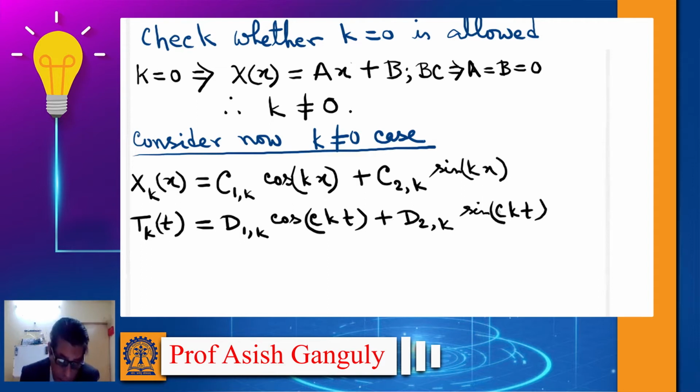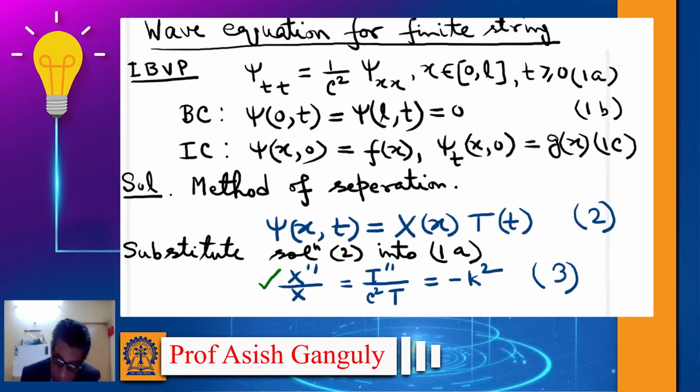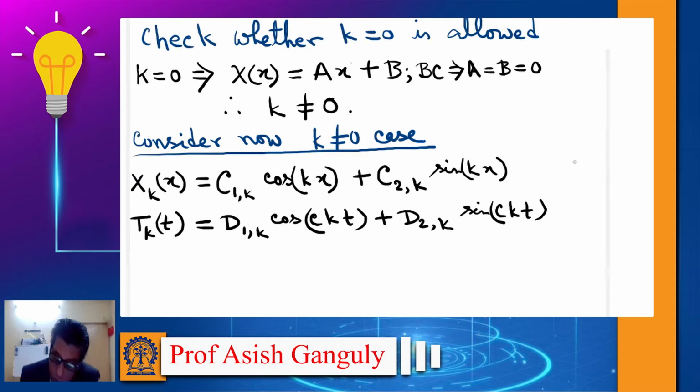So let me label this equation. We labeled it up to 3, no, in the previous page. So let's say it is 4, it is 5. Naturally now I will use the boundary condition, and the boundary condition is psi vanishes at both ends. So first let us apply it on 4.